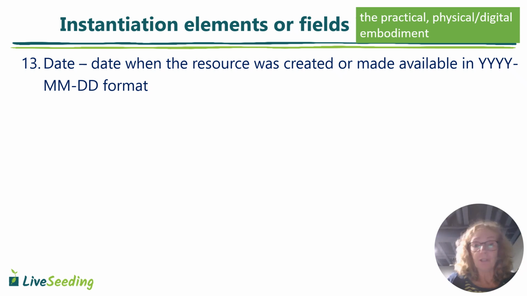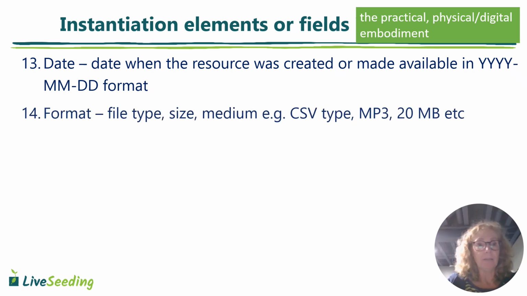Often automated if you're using a repository, there'll be a default. They'll just put the date in that you uploaded it. What's the format? So file type, size, that sort of thing. Interesting, I've got CSV there.